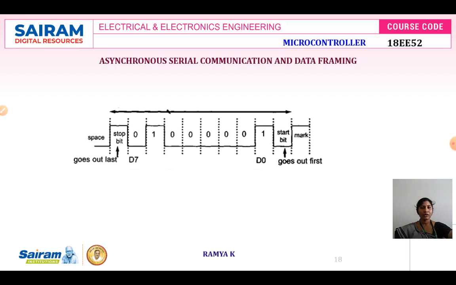The next one is asynchronous serial communication and data framing. In the previous session, we handled what is meant by asynchronous serial communication. In this class, we are going to see the importance of data framing in asynchronous serial communication. As we all know, the data communicated from the transmitting end to the receiving end will be in the form of zeros and ones. It won't be in an understandable form, and the receiver is not able to identify from zeros and ones what information has been received.